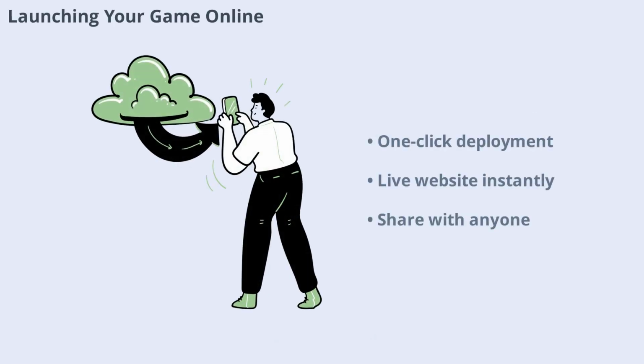After linking your repository, hit the Deploy button. Vercel will automatically build and host your game, making it accessible to anyone with the link. In just a few moments, your project goes from a local file to a live website. Share the link with friends, family, or the world, and invite everyone to play your creation. Congratulations, you're now a published game developer.